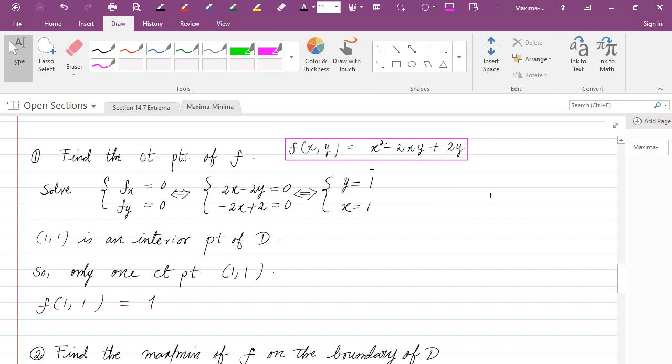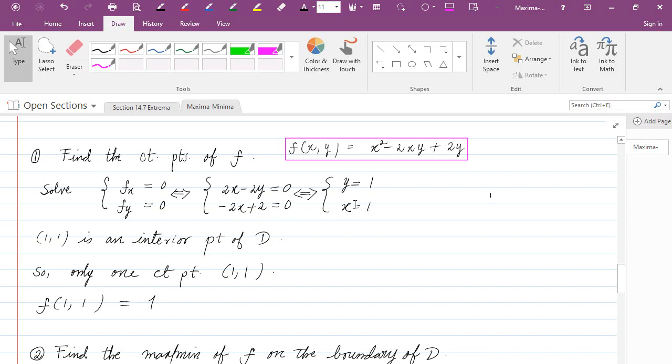Okay, so this is the function. So what is fx? Fx would be 2x minus 2y. And what is fy? Fy is going to be negative 2x plus 2. Okay, so this is the system of equations we need to solve. Now from the second equation, clearly x is 1.